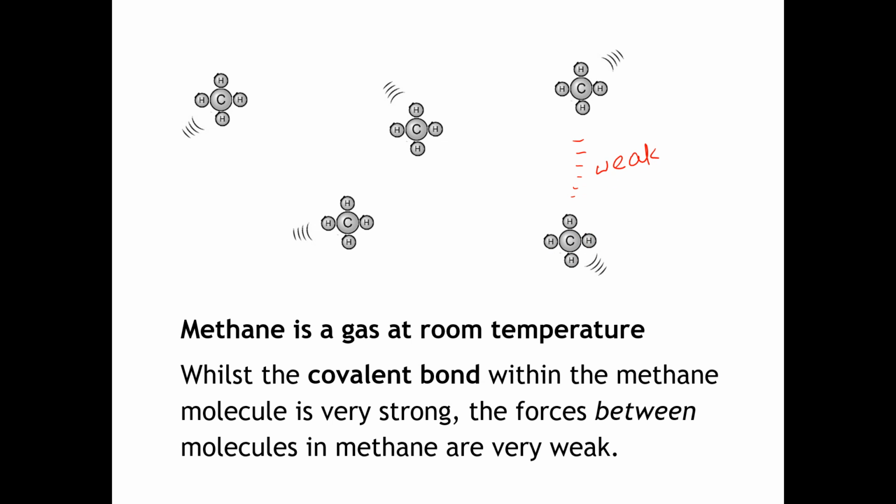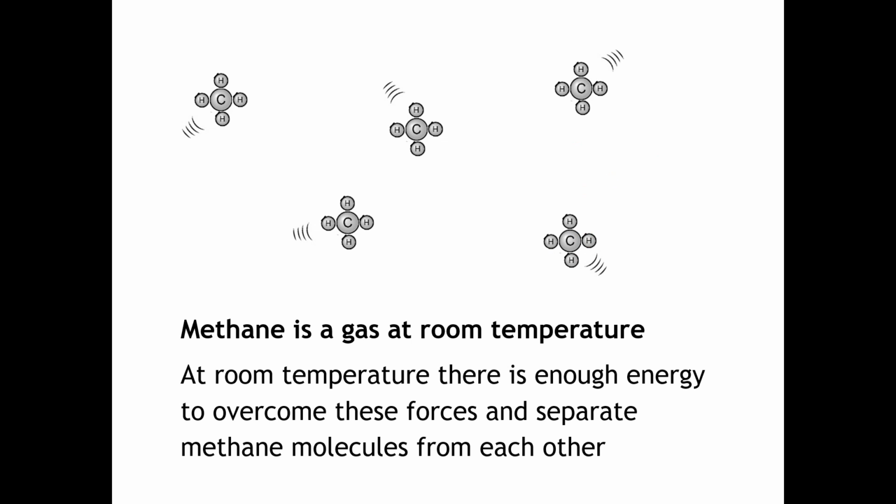And as a result, usually at room temperature, these things have enough energy to overcome these forces and separate from each other. So we then see methane is a gas at room temperature. There is enough energy to overcome any attractive forces, and these things at room temperature will be separated. Therefore, they will behave and will be a gas.